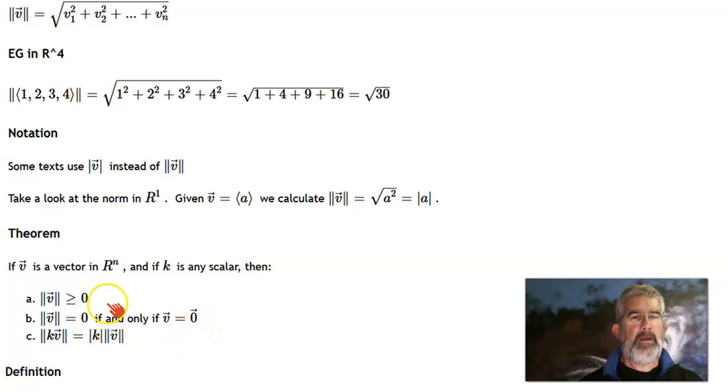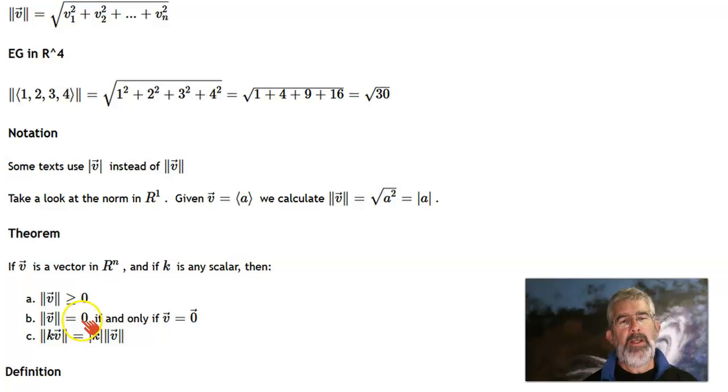Well, if and only if means there's an implication both ways. If this is true, then that has to be true, and if this is true, then that has to be true. So I think it's easiest, one way is if you've got the 0 vector here, that means all the components are 0, and sure enough, if you square a bunch of zeros and add them up, you get 0. You take the square root, you get 0. So certainly the norm of the 0 vector is 0.